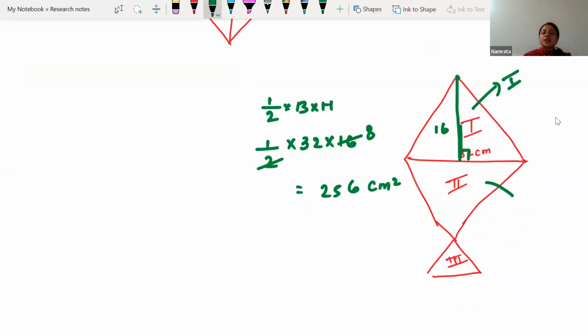What is the area of the second part? Both are exactly the same, since both are part of a single square. So we can say this area will also be 256 centimeter square only. One by one we have to find the area. We don't have to find the total area. Now the bottom one's area also we have to find, the third portion.